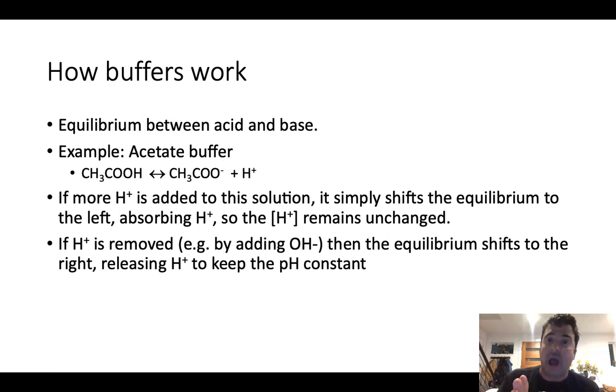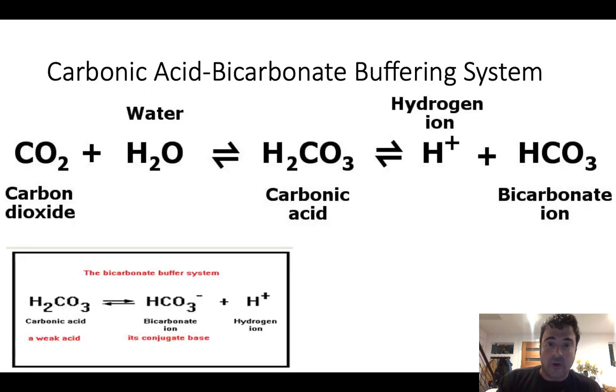In other words, you can activate the weak base or the weak acid. Acids or acidic insults will activate the weak base. Basic or alkaline insults will activate the weak acid. So let's look at this most important buffering system in our body, the carbonic acid bicarbonate buffering system.